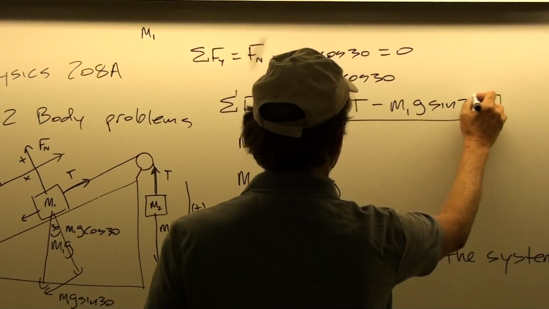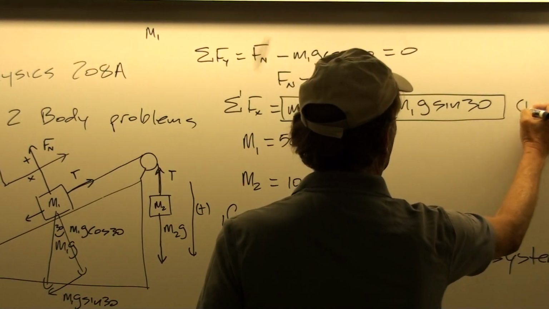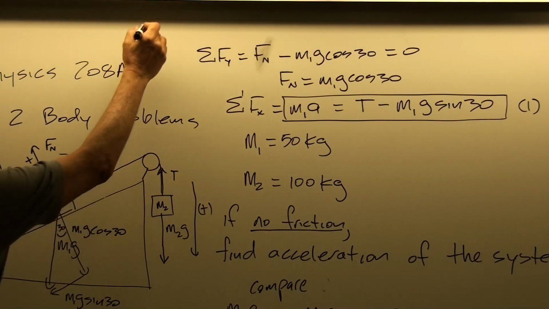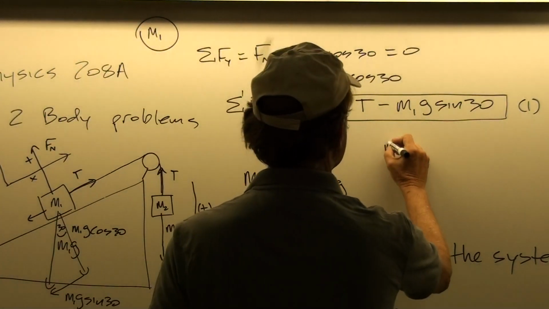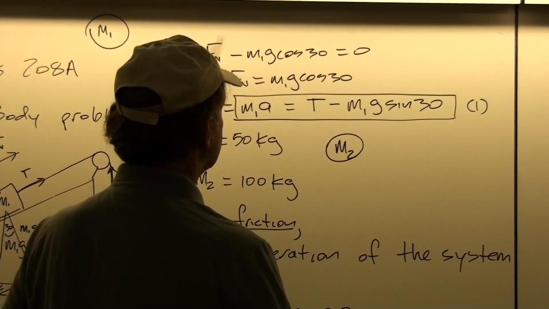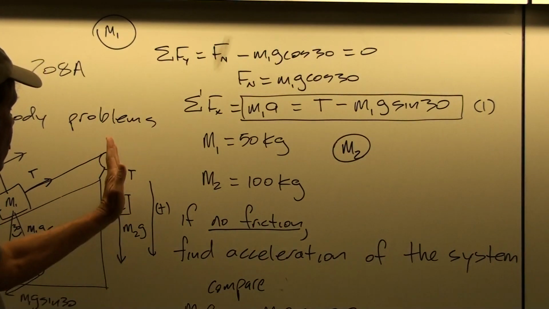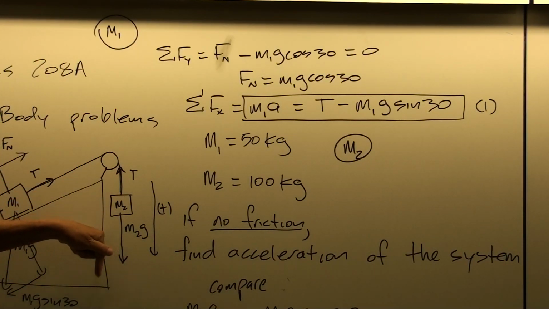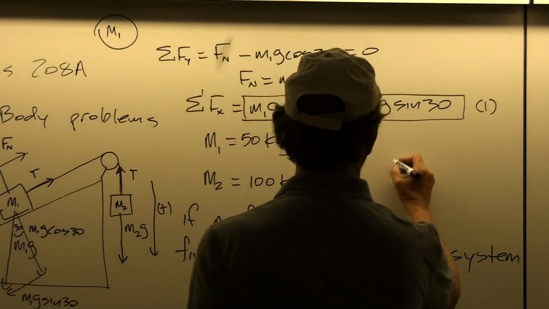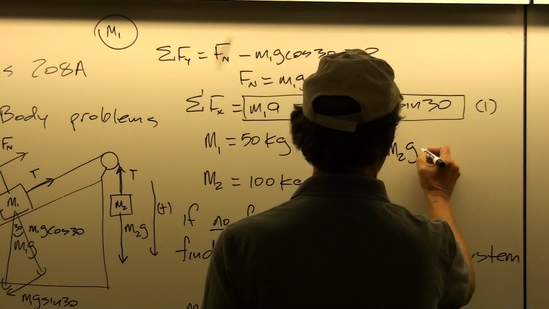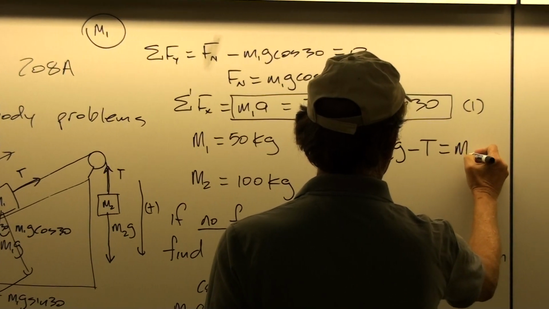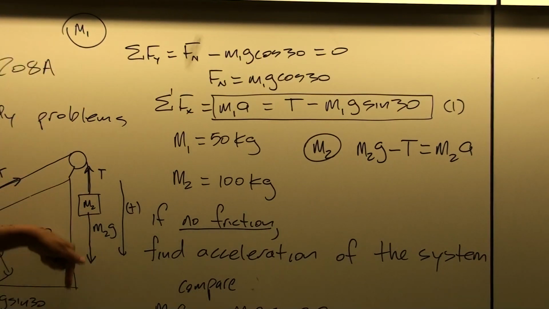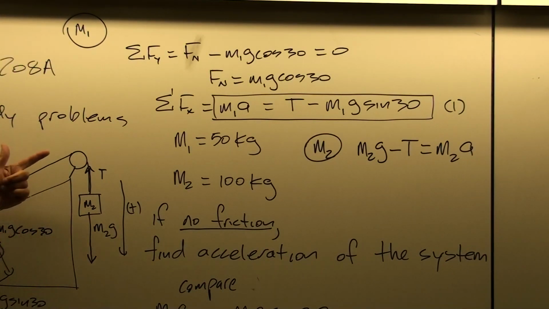Okay, so we can call this, if we want, our equation 1. That deals with M1. Now for M2, there's only one direction to worry about here, and that is where we're calling the positive y direction, down. We can write this as M2g minus T equals M2a, because we know M2g is bigger than T, and we're calling the positive direction the direction of motion for both of them.